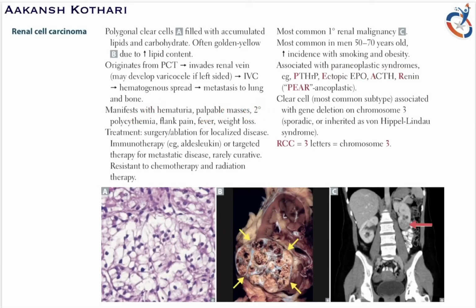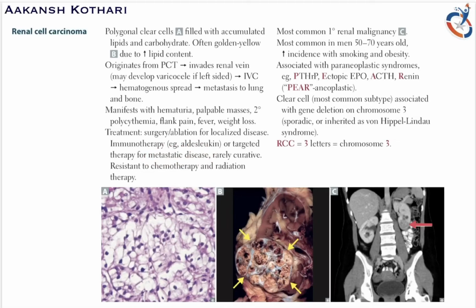Okay. Now, what is the treatment? The treatment is surgery or ablation of the localized disease. That means if there is a carcinoma just restricted to this part of the kidney, then it has to be resected. But if it has metastasized, then it can be treated only with chemotherapy and radiation therapy. But the majority of renal cell carcinomas are resistant to chemotherapy and radiation therapy, and hence immunotherapy, for example aldesleukin, or targeted therapy is given for metastatic disease.